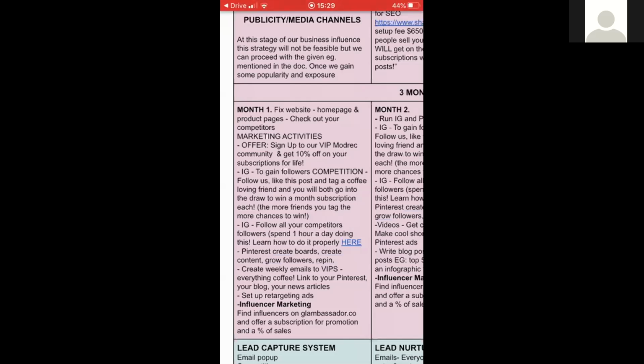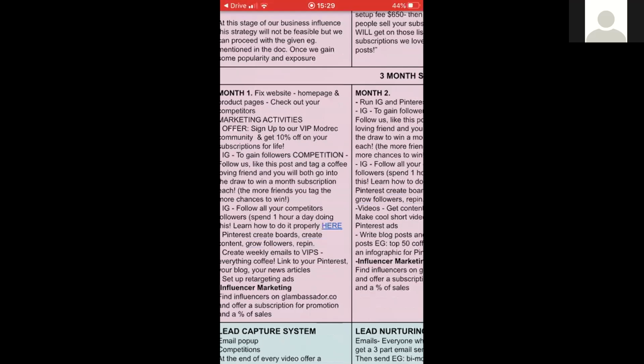And in this case, we've got here, put together an offer on a sign up, do your Instagram followers and do a competition for the Instagram account, and then follow your competitors' followers. And then create weekly emails and then do some influencer marketing and your retargeting ads. Sure, it doesn't sound like a lot, but if you dedicate time each day and then you take care of your customer service and then you're thinking about your emails and you're looking at ways to expand your business, this is enough for you to do and you're going to do these areas very, very well. So you don't need more than that in your own 3 month plan.